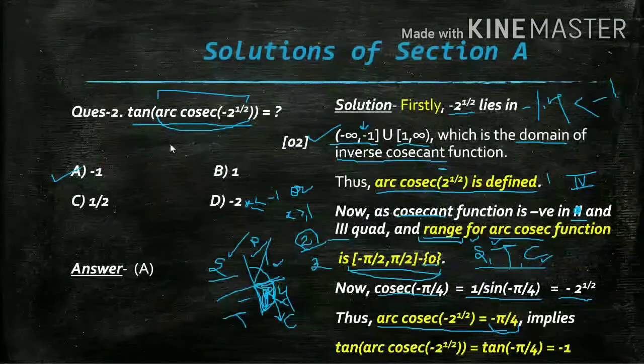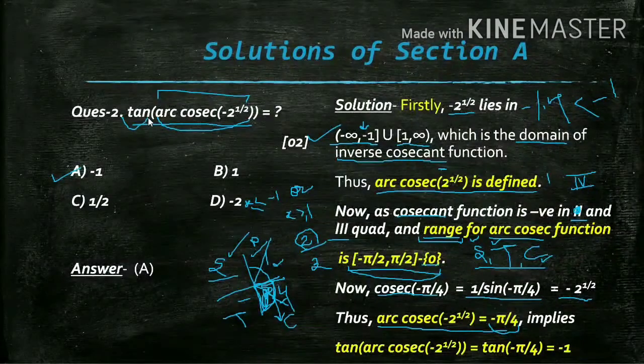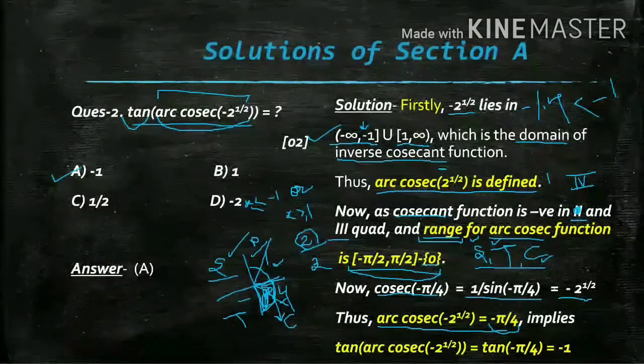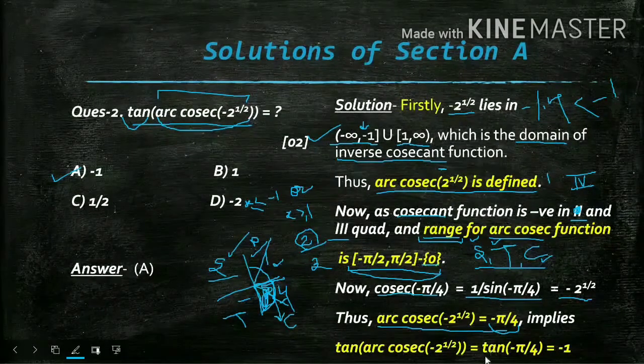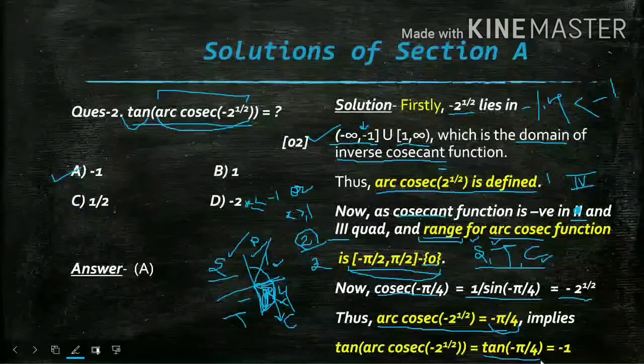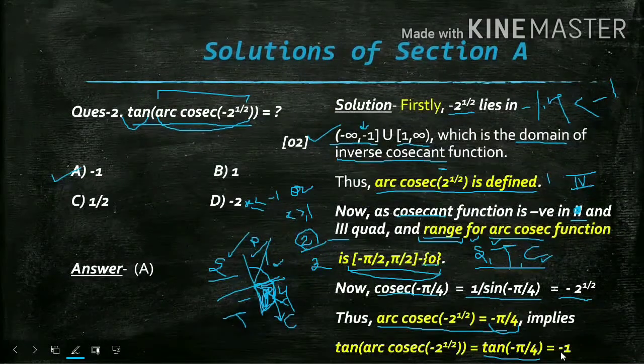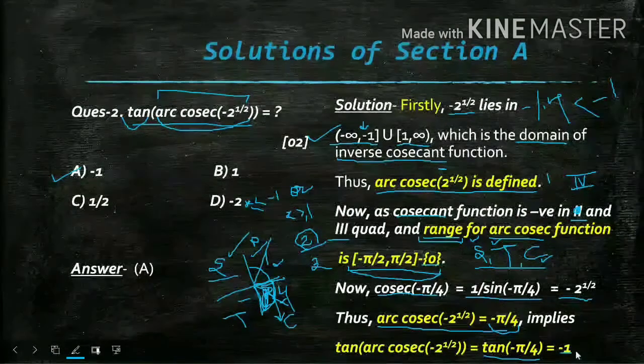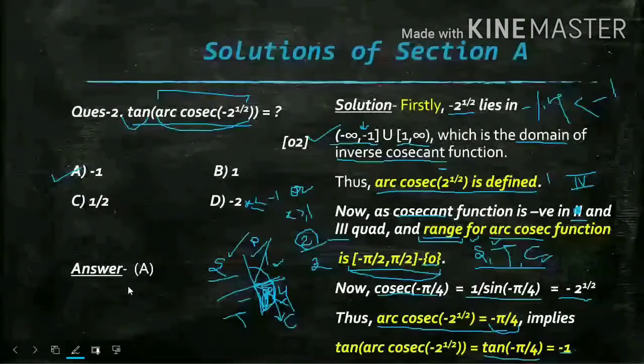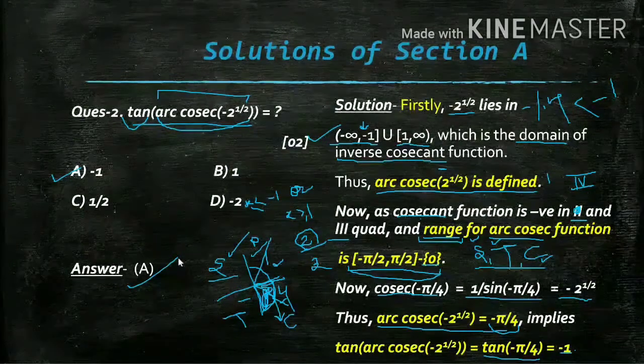Clear? Now you just need to find the value of tan of minus pi by 4, because this value is minus pi by 4. Now tan of minus x, you know, is minus tan x, and tan pi by 4 is 1, so it will be minus 1 and option A is correct. So it's again an easy question.